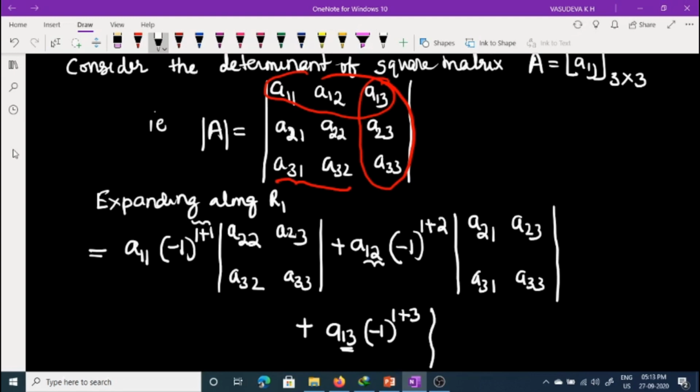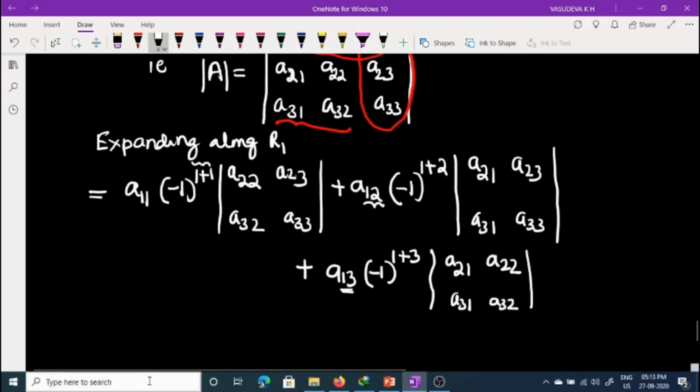So taking the determinant of those elements, determinant of A21, A22, A31, A32. So this is the expansion of the determinant of A.